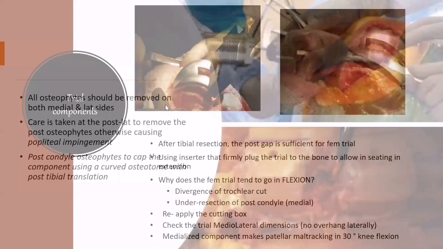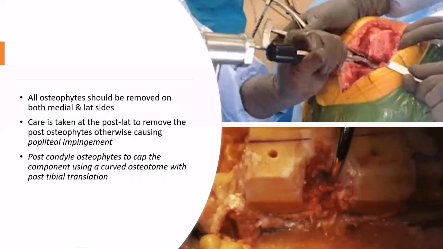Remember that all osteophytes should be removed in both medial and lateral sides. So if you have a posterior osteophyte, you have to keep in mind to remove it all. In order to release the posterior osteophyte, you can put a hook like this one in the femoral notch and elevate it whenever you can, not forcefully. Otherwise, it may cause a fracture.